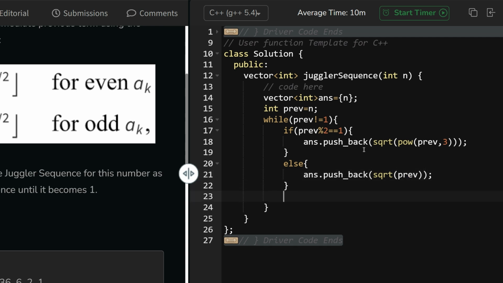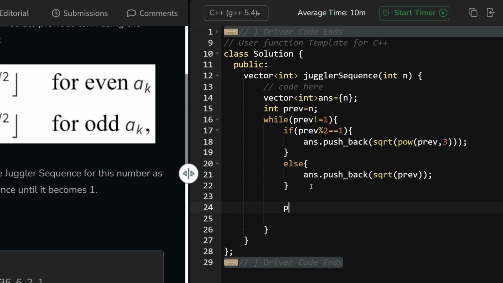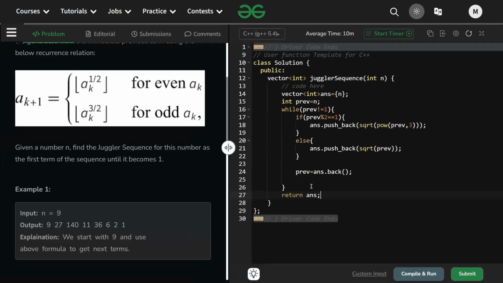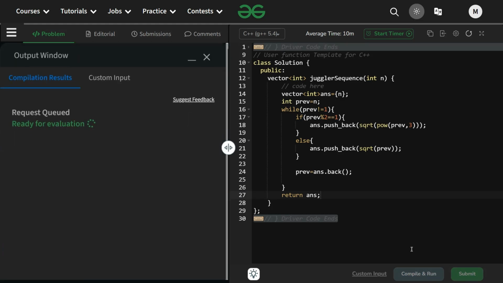Now after both these operations, only one will operate. If it is odd, this will operate. If it is even, this will operate. Now after that, I will have to update my previous also. The previous now becomes answer.back, and then I will just return my answer. This is the whole code, and this is actually very easy. I don't think that this requires much attention, right?